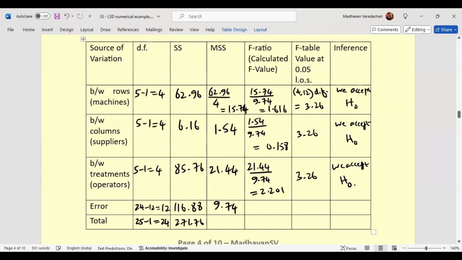So in all the tests, we are accepting H naught, which means that we don't find any significant difference in the production volume due to machines, due to suppliers, due to treatments. That is the conclusion or solution for this particular question.